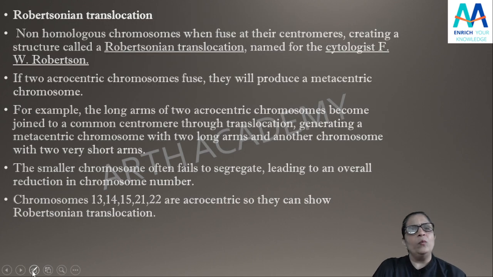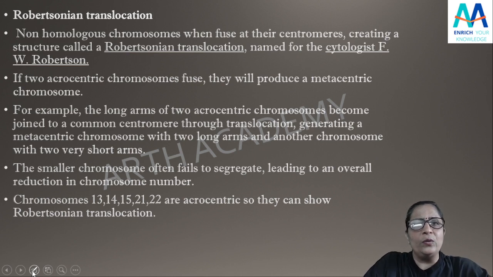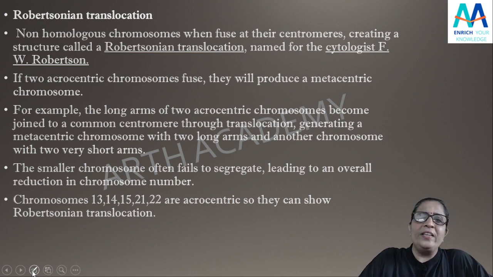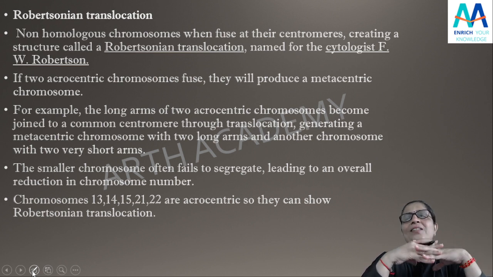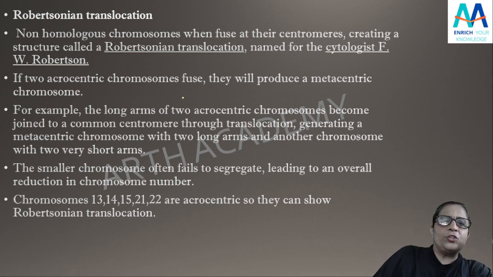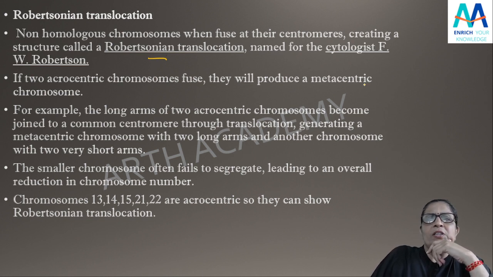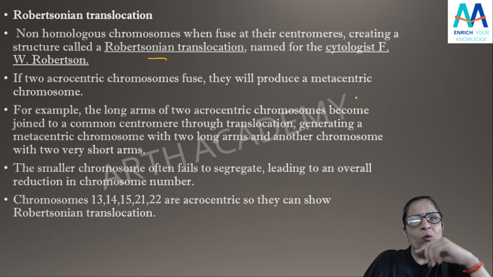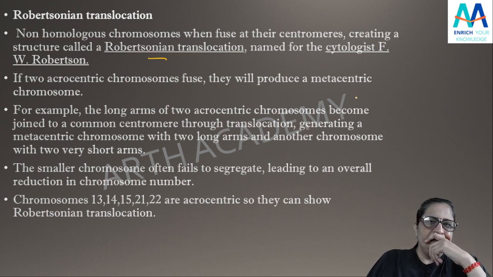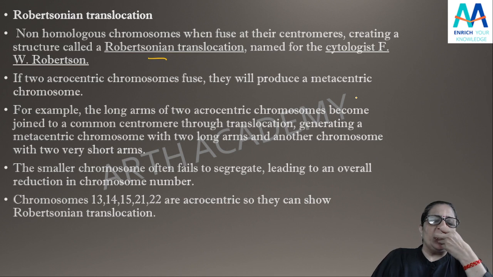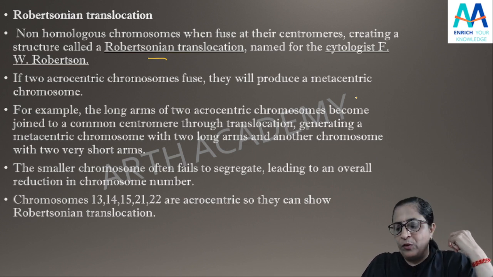Now we will move to one more translocation, that is called as Robertsonian translocation. अब क्या है? What is Robertsonian translocation? Students, when non-homologous chromosomes fuse at their centromeres, they create a structure called a Robertsonian translocation. This name was given for the cytologist F.W. Robertson, who had given this concept. Okay. For example, if two acrocentric chromosomes fuse.